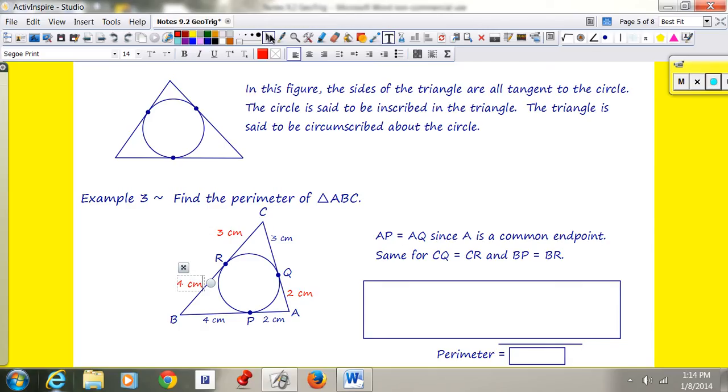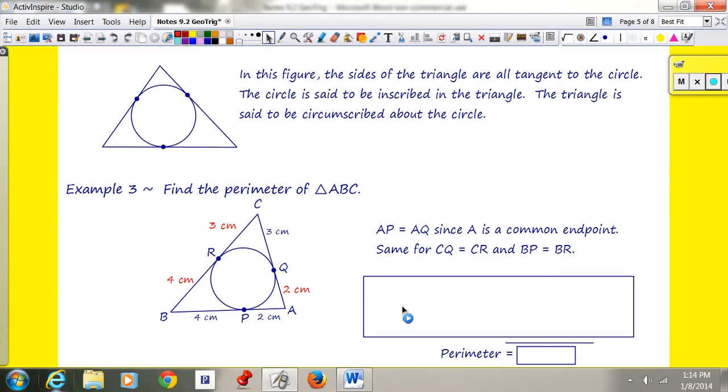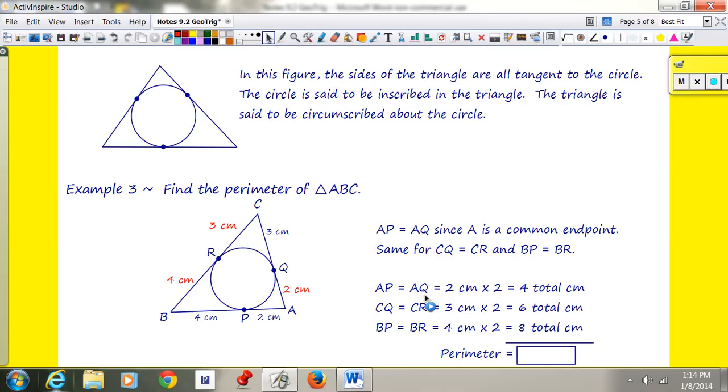Your perimeter now should be a piece of cake. You're just going to add up all the sides. Basically, AP and AQ are both 2s. 2 plus 2 is 4. CQ and CR are both 3s, so 3 plus 3 is 6. And then BR and BP are both 4, so 4 times 2 is 8. So your perimeter is going to be 18. When you add all these together, you get 18 centimeters around your triangle.